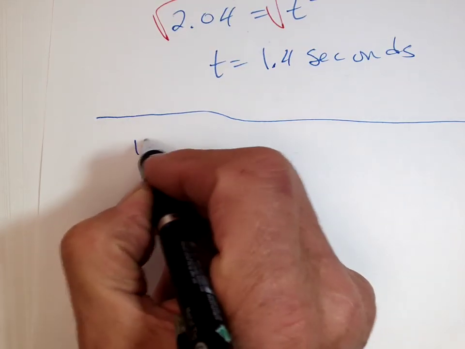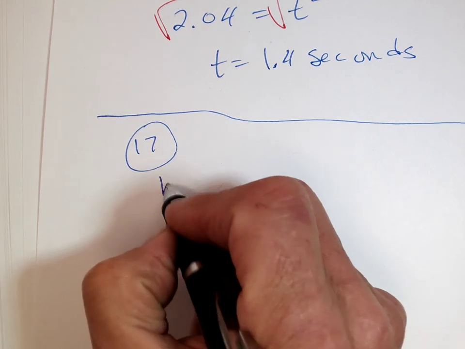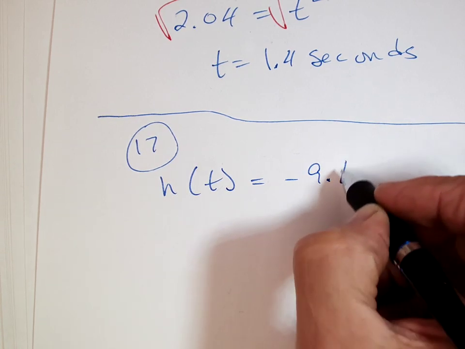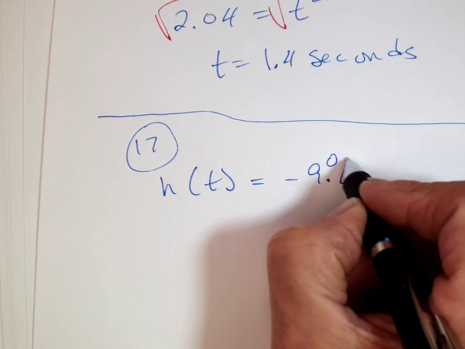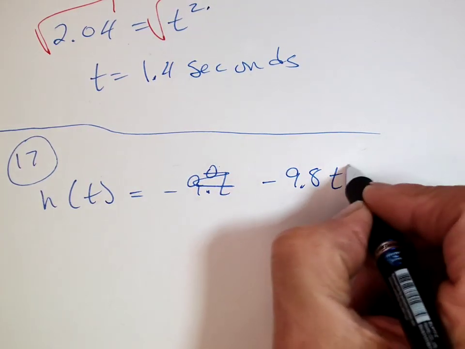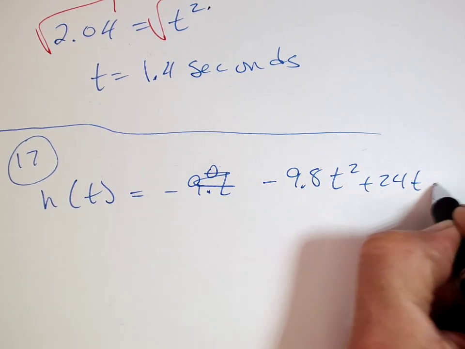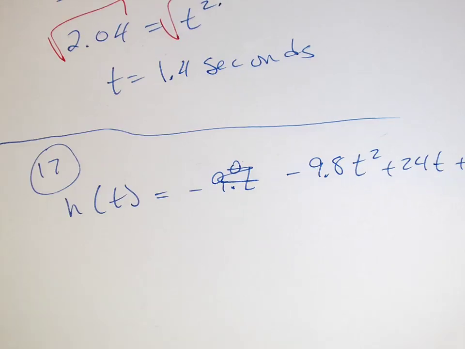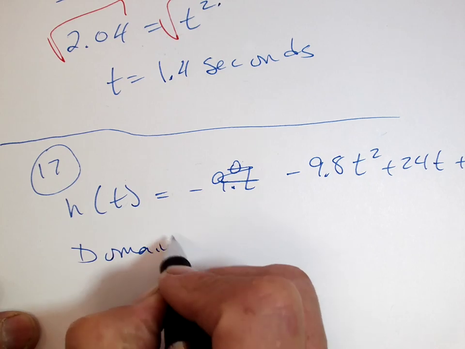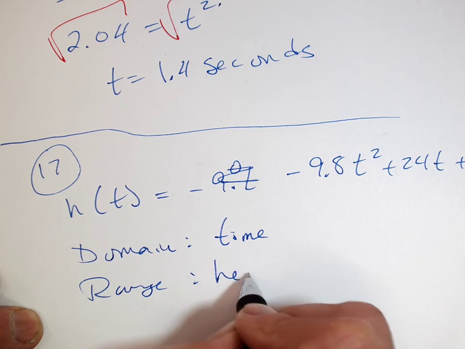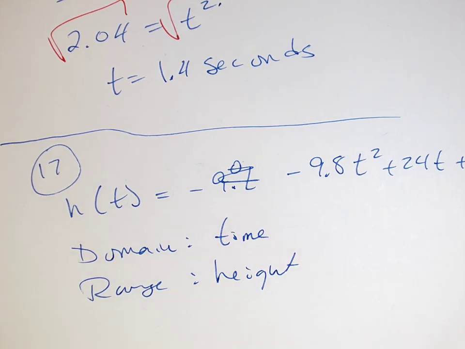Number 17. So we've got h of t. So a discus is being thrown, okay? Negative 9.8, my bad. Negative 9.8 t squared plus 24t plus 4. Okay, now describe the domain and range. So what is it in words? In words, what's the domain? Time, and the range, height. Good. That's it. Time and height. Perfect. Time in the air and height of the discus. Great. So what is the height?